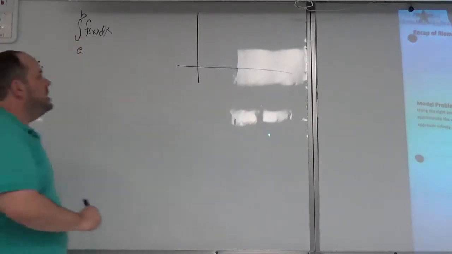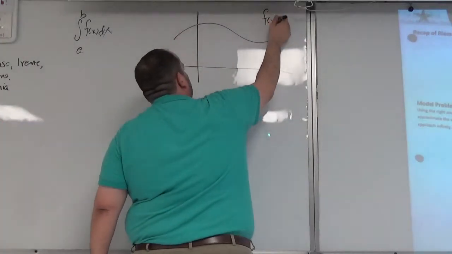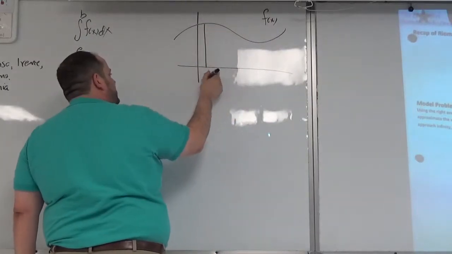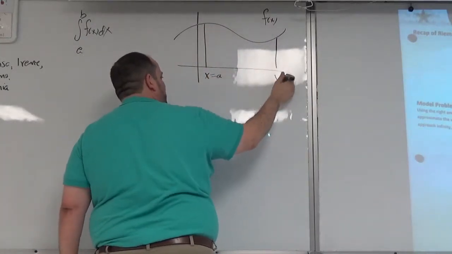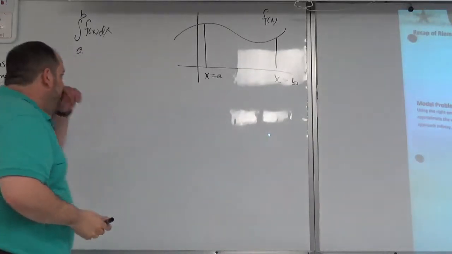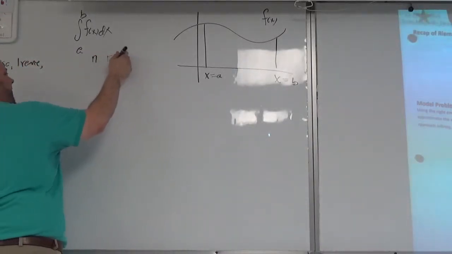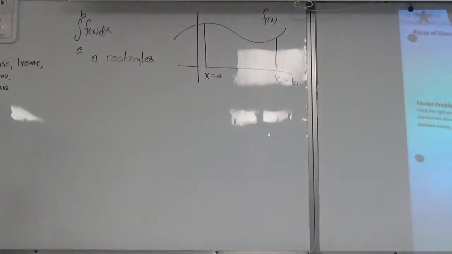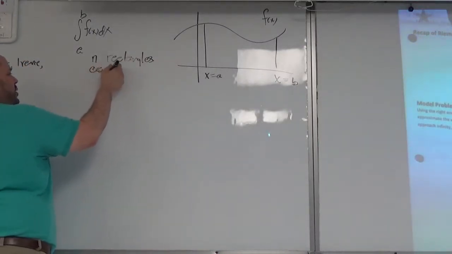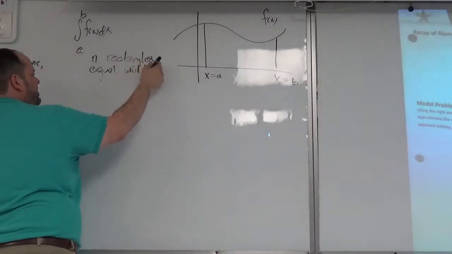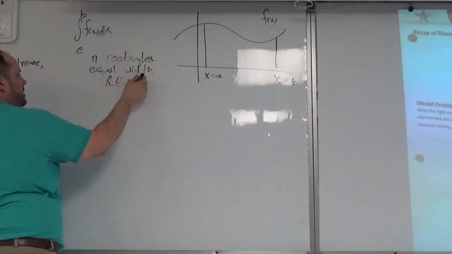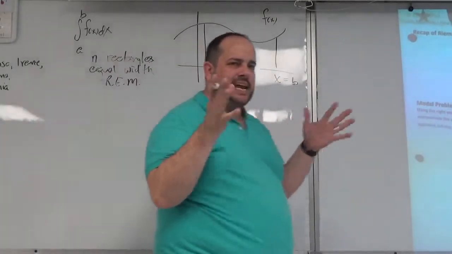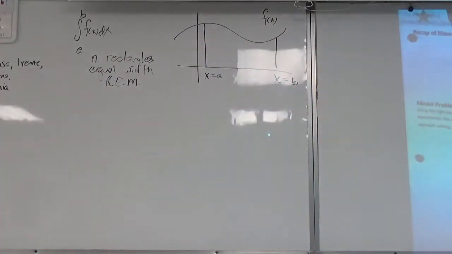So I've got some function f of x. I've got some lower limit x equals a. I've got some upper limit x equals b. And let's say that I want to do n rectangles of equal width. Furthermore, we're going to focus on the right endpoint method. When it comes to these n rectangles, and we're going to let it go to infinity, we're only going to focus on the right endpoint method for some reasons that we're not going to get into right now.